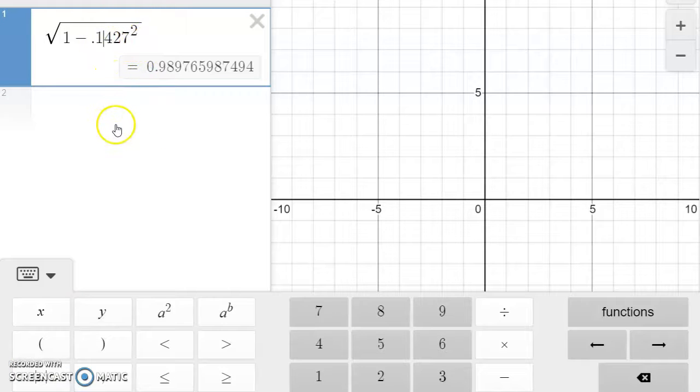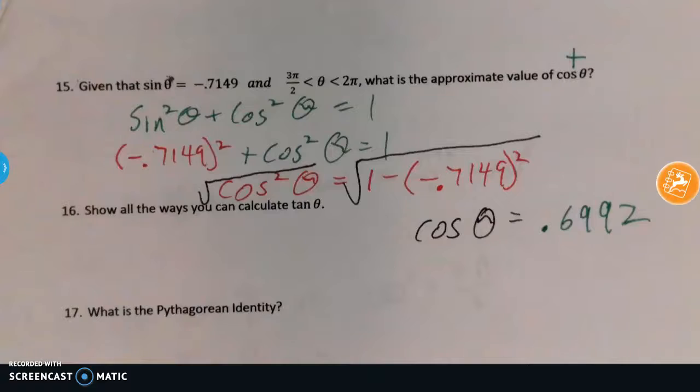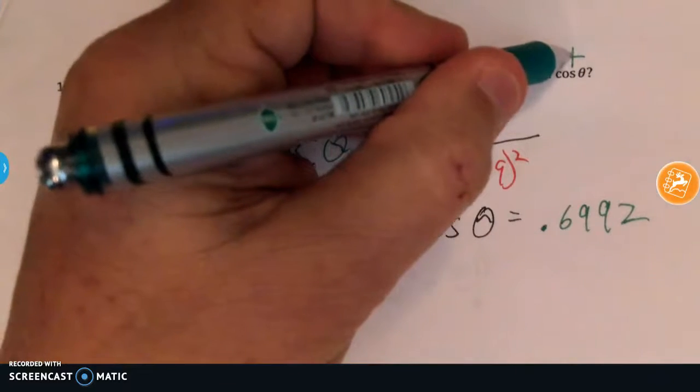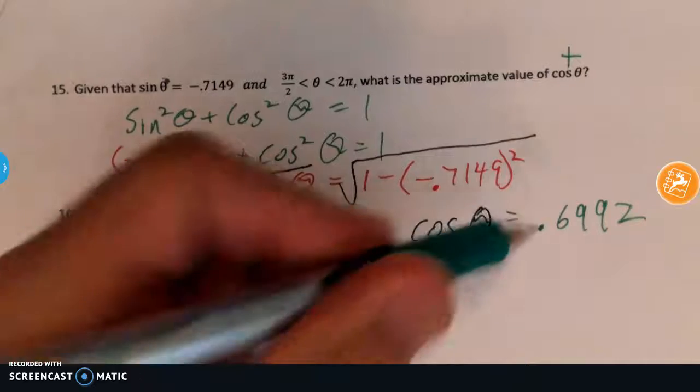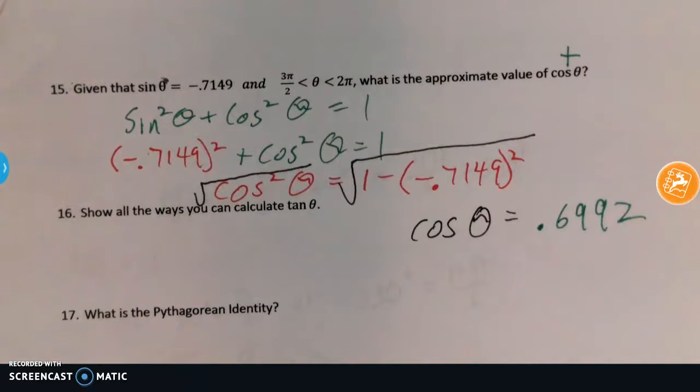So 1 minus 0.7149, and it's squared, so it's 0.69922, so that 2 is going to stay there, so 0.6992. Now, I said it was a plus number before. It's kind of hard to remember to check your sign at the very end. So always double check your sign.